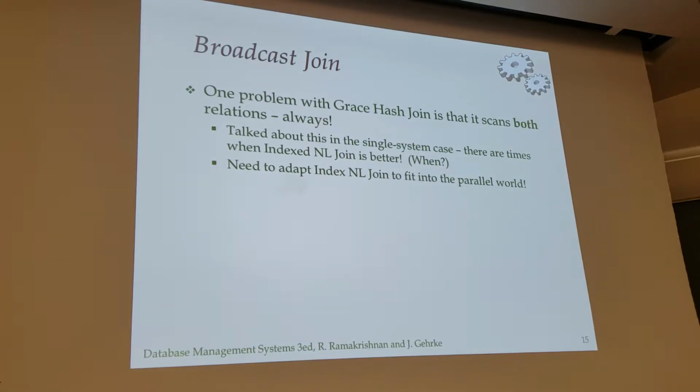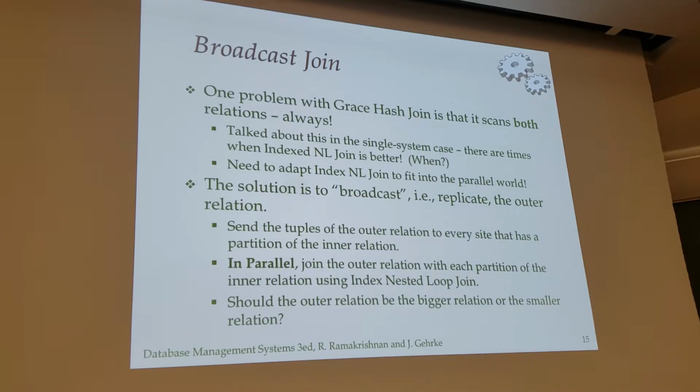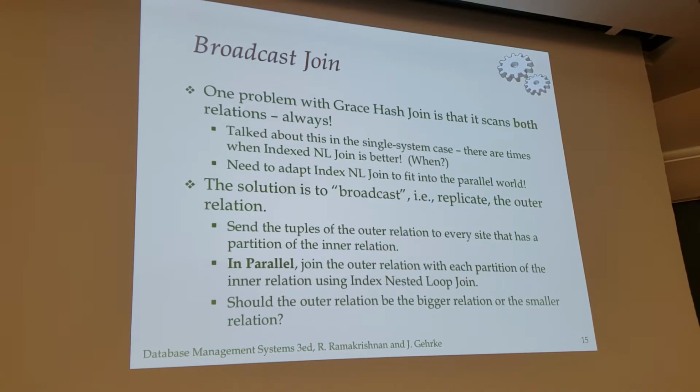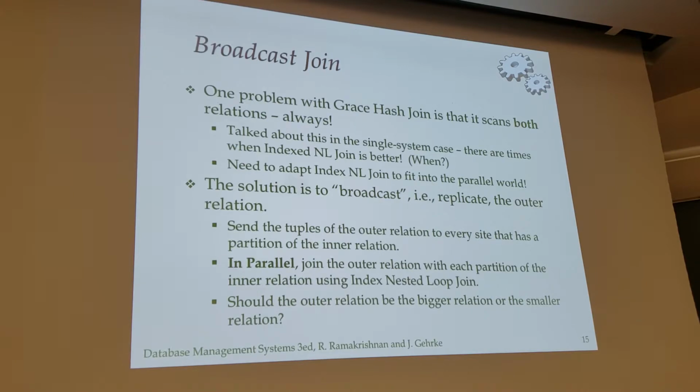The question is, how do we take INL, index nested loop join, and fit it into the parallel world? And the idea is you take the small relation. Suppose one of the relations is small compared to the other. So I have a situation in which R is small and S is big, unlike the earlier example.